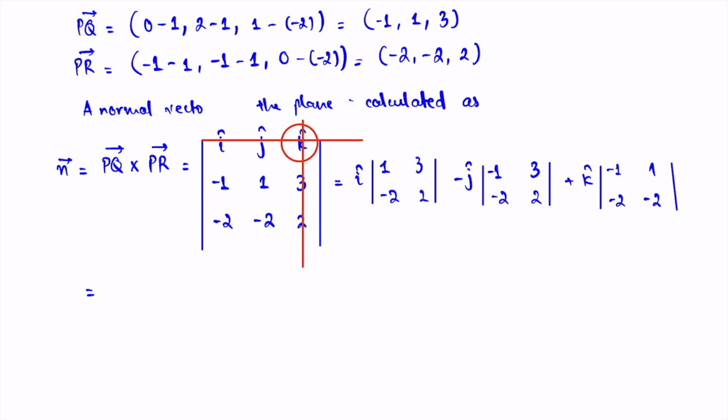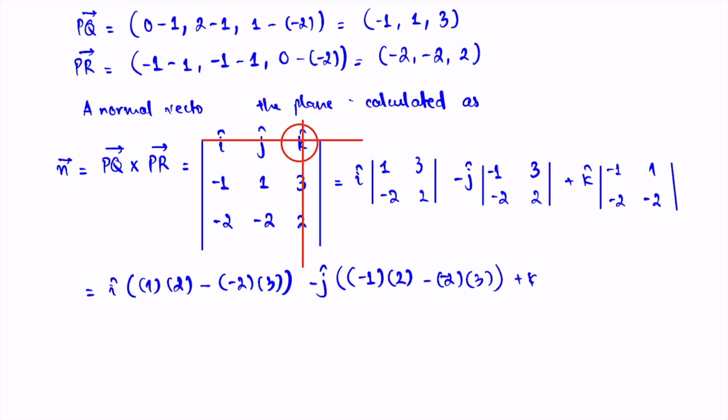So the coefficient of i is equal to 1 times 2 minus negative 2 times 3, minus j hat times (negative 1 times 2 minus negative 2 times 3), plus k hat times (negative 1 times negative 2 minus negative 2 times 1).